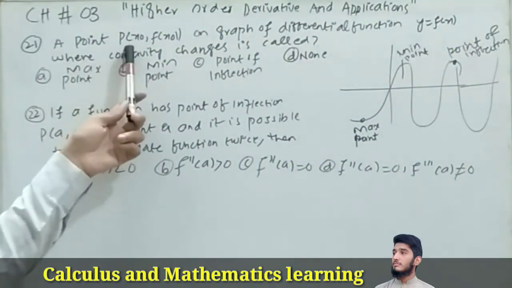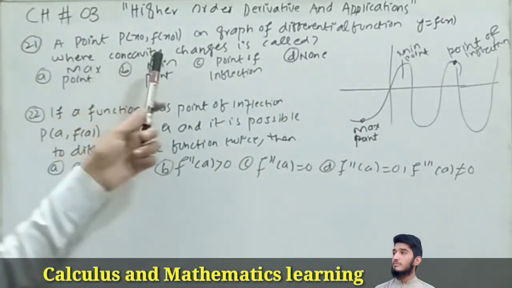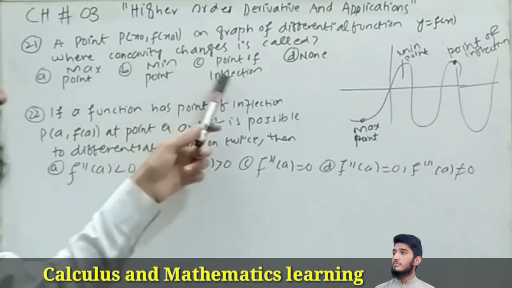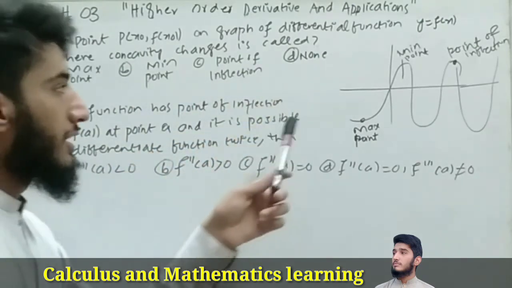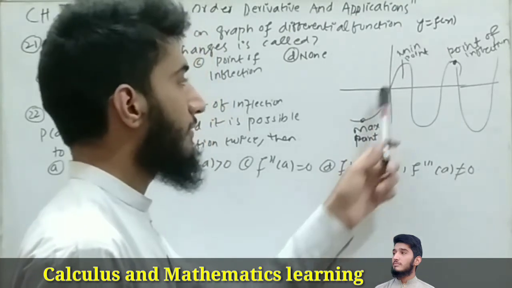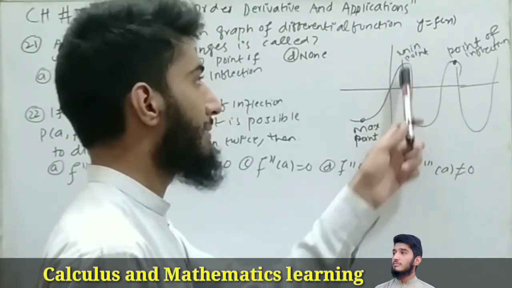A function f of x, at the point x naught, f of x naught, on the graph of a differentiable function where the concavity changes is called: maximum point, minimum point, point of inflection, D is none. Let's suppose this is the graph. The starting point is called maximum point, and the point at which the graph stops, that point will be called minimum point.